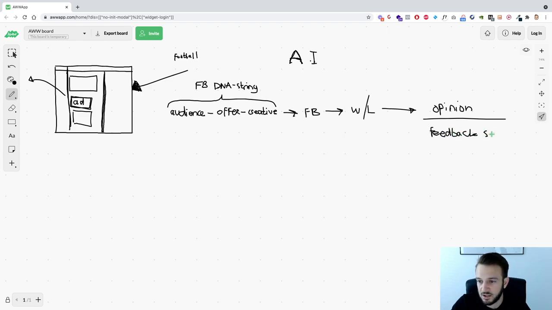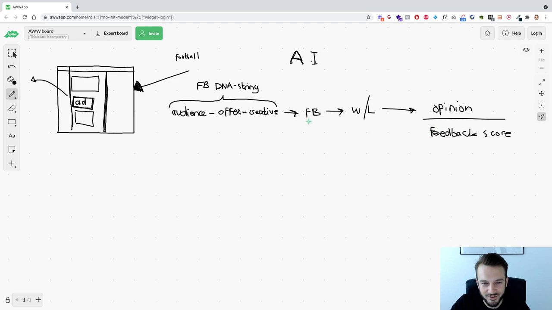So feedback score, my apologies for the handwriting, guys. I know it's really bad. I always struggle with writing on this whiteboard app. So your feedback score, the experience of the ad account also plays a role.